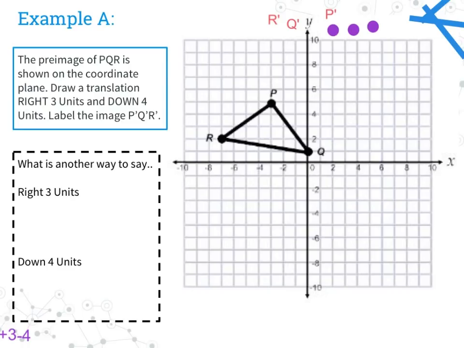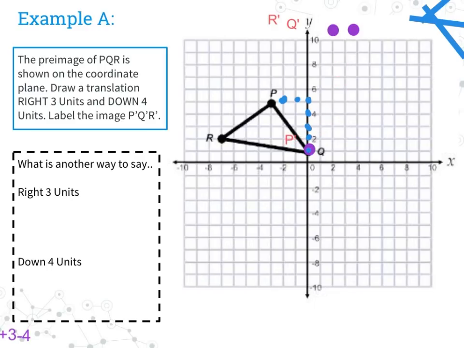To do that, I'm going to just count using the coordinate plane. Later, we'll talk about a method to do it when we don't have the coordinate plane, but seeing as we have it here, we might as well use it. I'm going to start with coordinate P, and I'm going to count 3 units to the right and down 4 units. So I'm going to go 1, 2, 3 units to the right, and then down 4 units, 1, 2, 3, 4. Now it happens to land right on top of coordinate Q, and that's not a problem. I'm going to just put my point there, and I'm going to label it P prime.